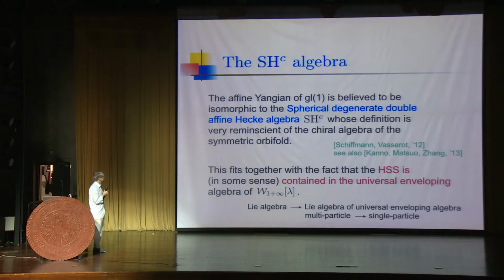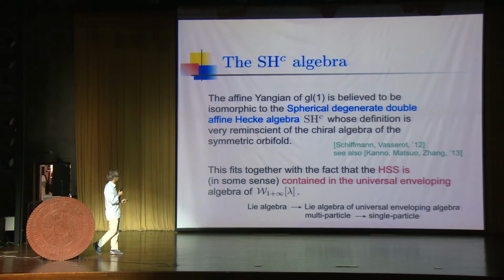Now I should also, as a side comment, say that there is another description of these Youngians or algebras that are believed to be very closely related, the so-called SHC algebra, and they look a little bit like the higher spin square, and that fits also together with our picture, but in view of time I shall skip that comment.